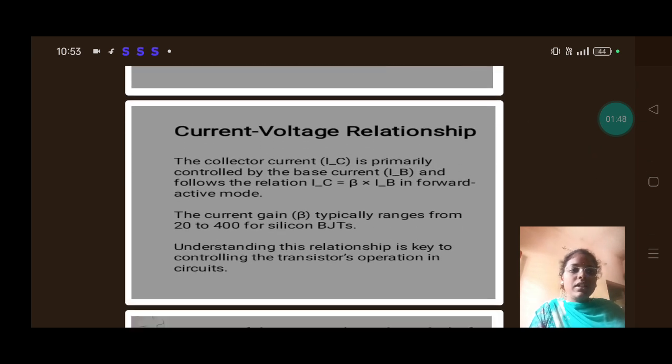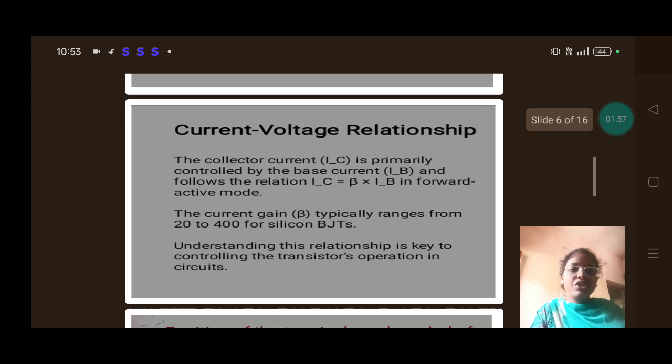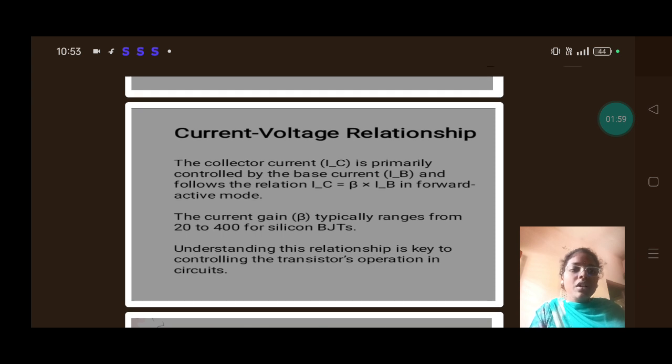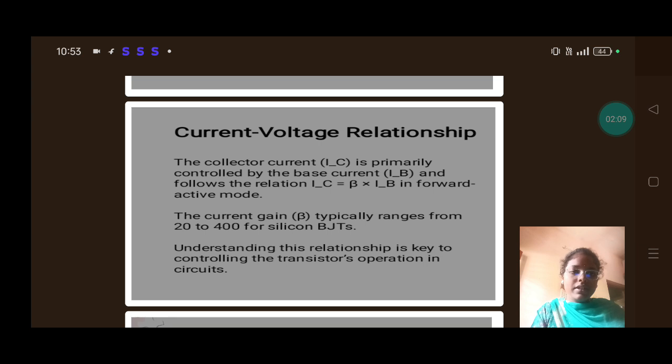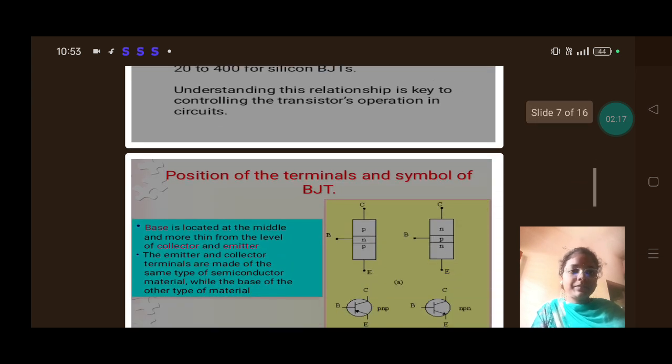In the current-voltage relationship, the collector current is primarily controlled by the base current and follows the formula IC equals beta times IB in forward active mode. The current gain beta typically ranges from 20 to 400 for a silicon bipolar junction transistor. Understanding this relationship is key to controlling the transistor operation in circuits.